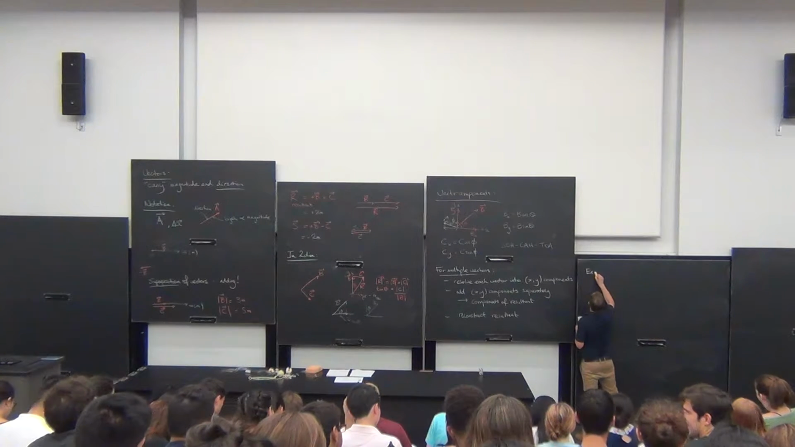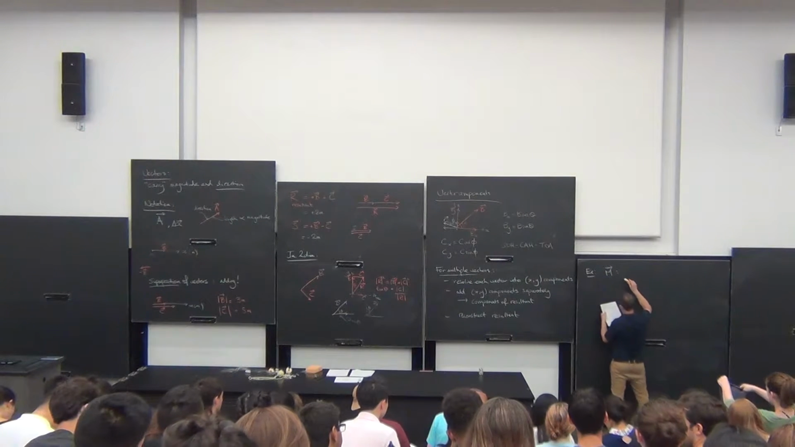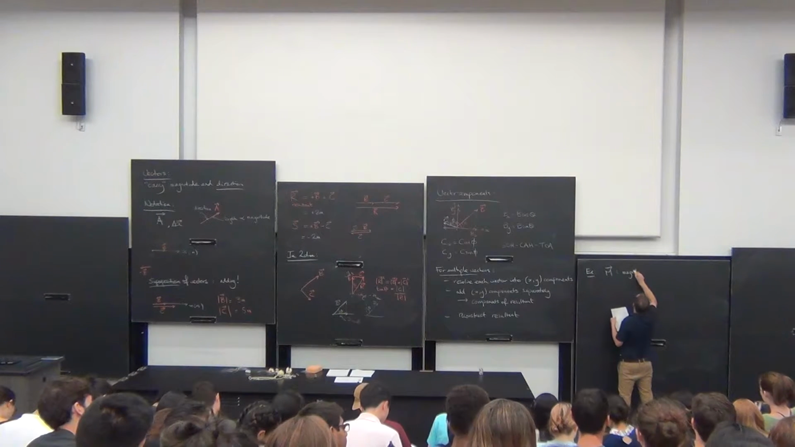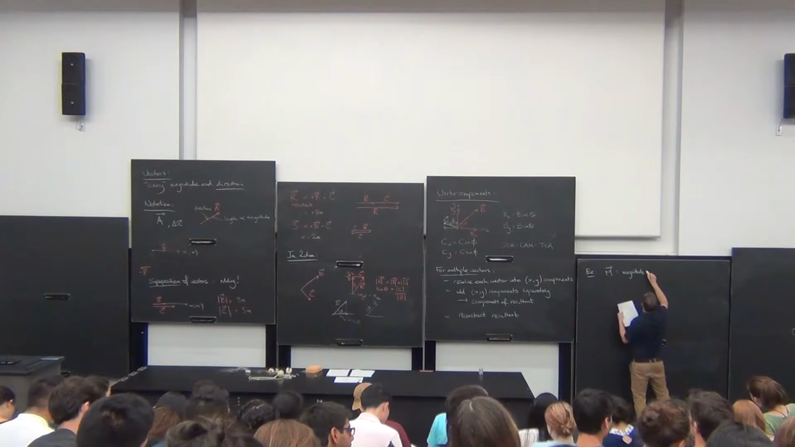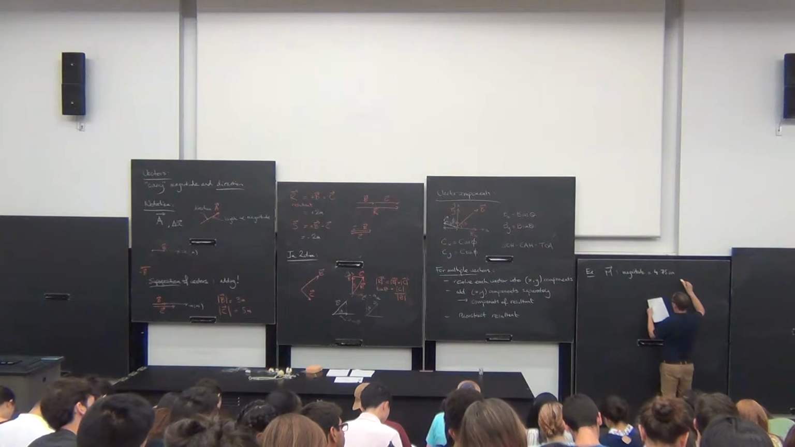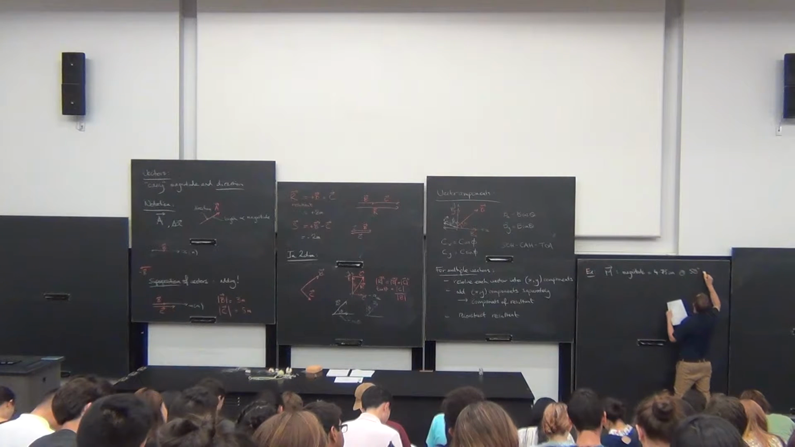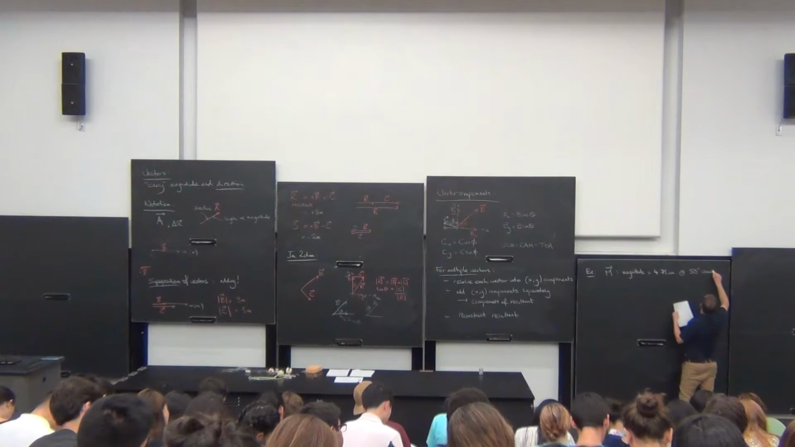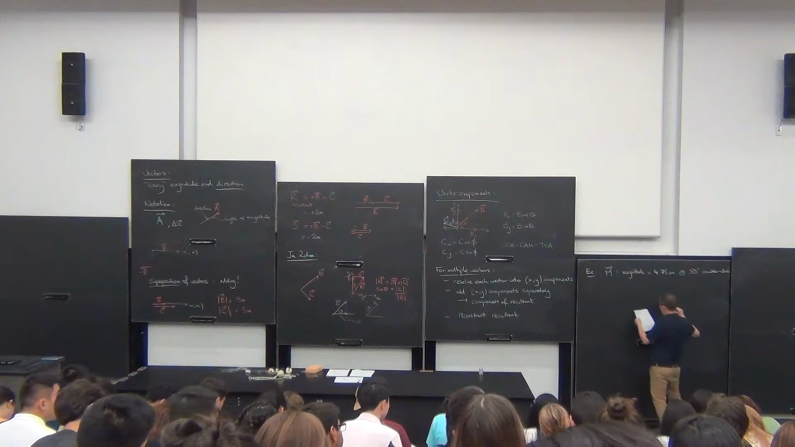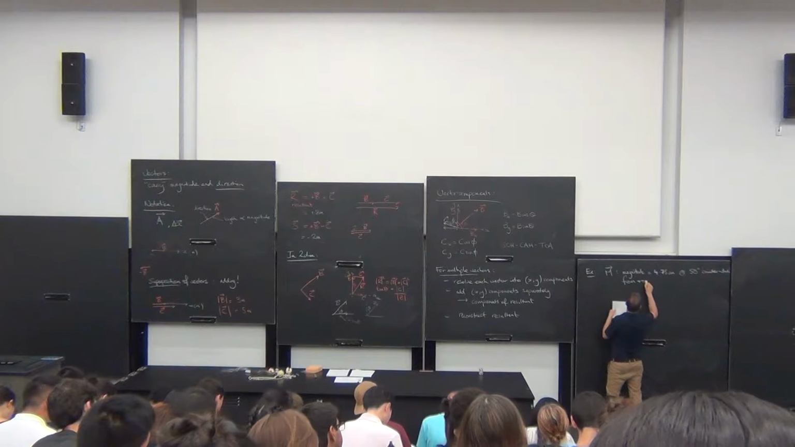Here's an example. We've got a vector M with a magnitude of 4.75 centimeters at 58 degrees counterclockwise, I'm not going to write the whole thing, it's a waste of time, from the plus x-axis.